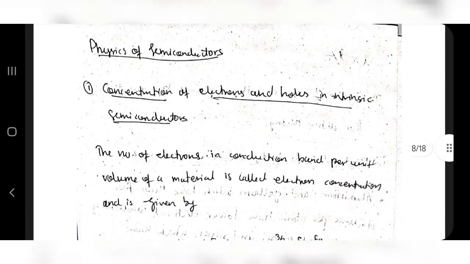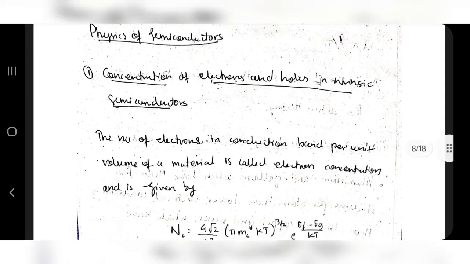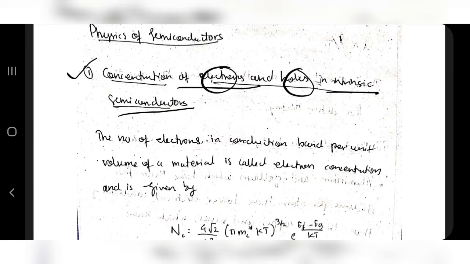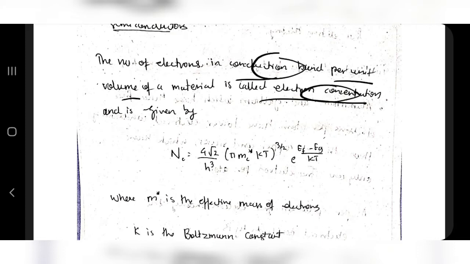Coming to the next topic, which is physics of semiconductors. Here we have 3 to 4 very important derivations. Let's get started with the first one: concentration of electrons and holes in the intrinsic semiconductors. These two concentrations we are trying to find out. The number of electrons in the conduction band per unit volume of the material is called electron concentration. How many electrons are present in the conduction band is called the electron concentration.